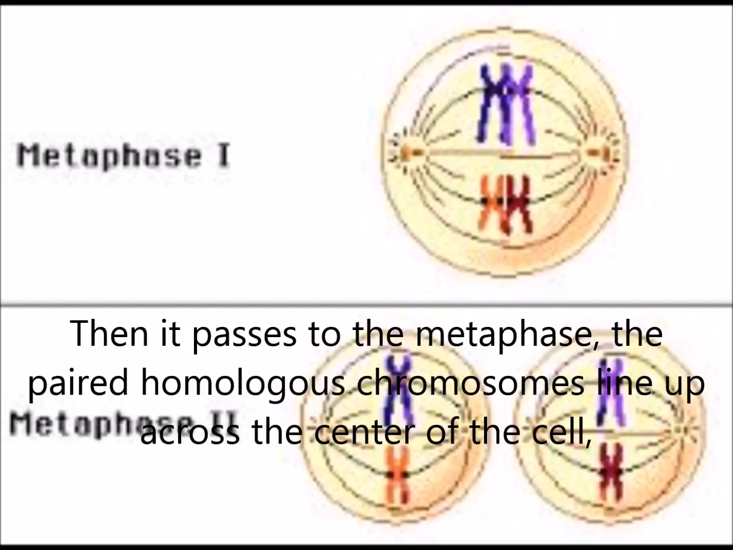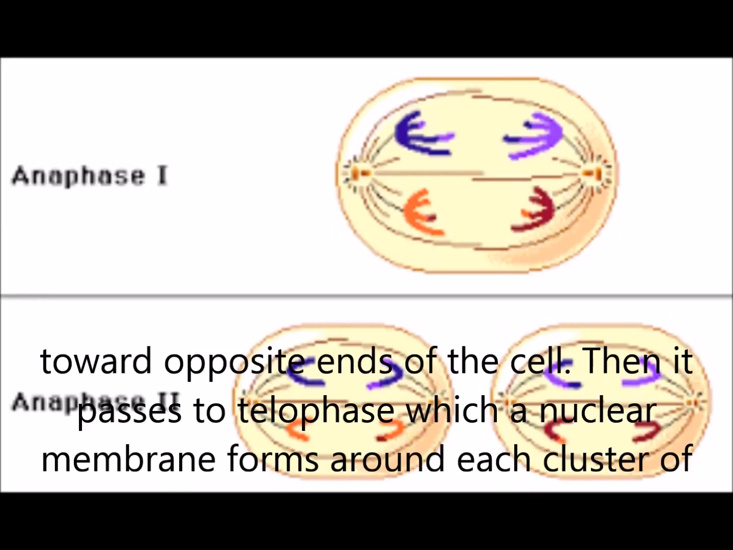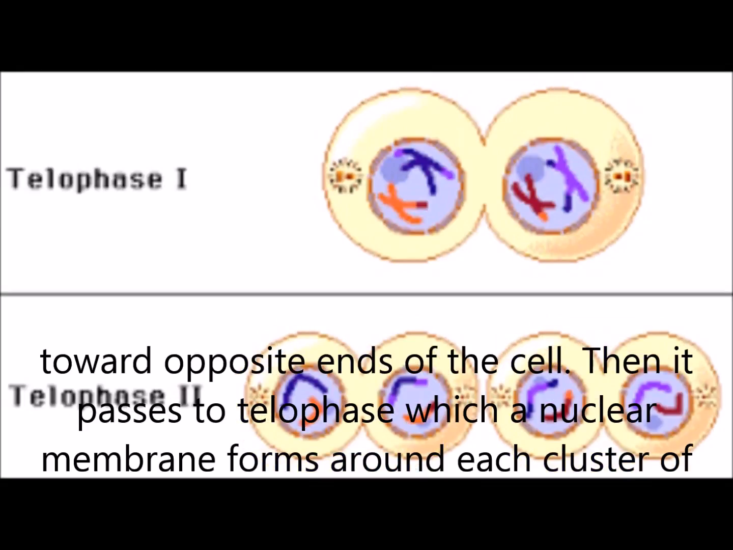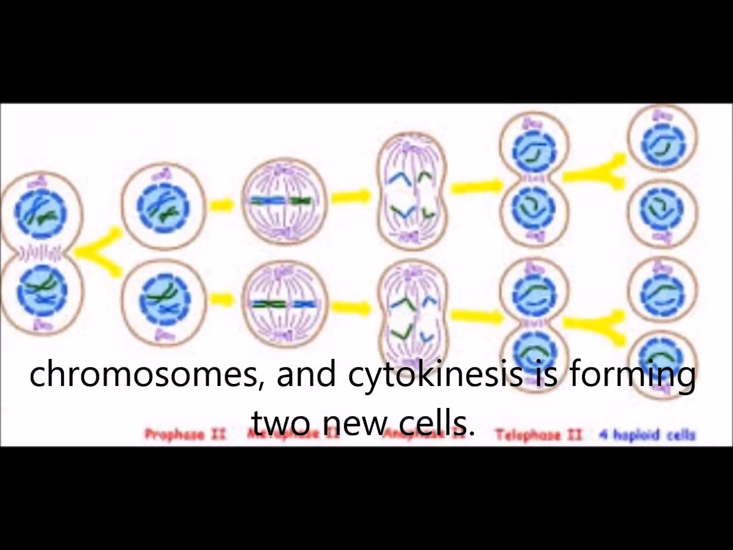Then it passes to the metaphase. During the metaphase of meiosis, paired homologous chromosomes line up across the center of the cell, and then it goes to anaphase. In anaphase, spindle fibers pull the paired homologous chromosomes toward opposite ends of the cell. Then it passes to telophase, in which the nuclear membrane forms around each cluster of chromosomes. Then the cytokinesis, forming two new cells.